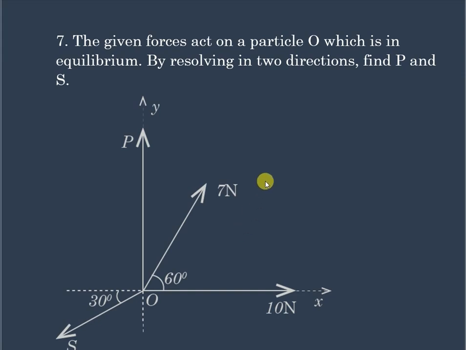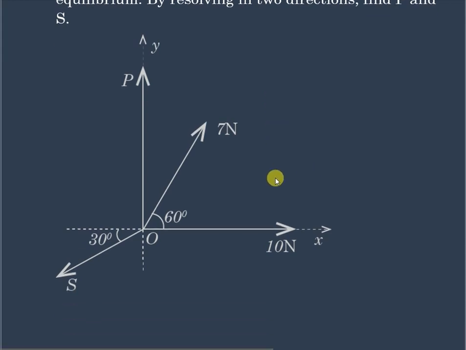So what we are going to do, we shall resolve horizontally. When you resolve horizontally, you realize that P does not bear a horizontal component because it is purely vertical. It is perpendicular to the horizontal, so it has no horizontal component. Force S has a horizontal component directed towards the left. It is negative. Then this one has a component towards the right. It is positive. This one is also positive.